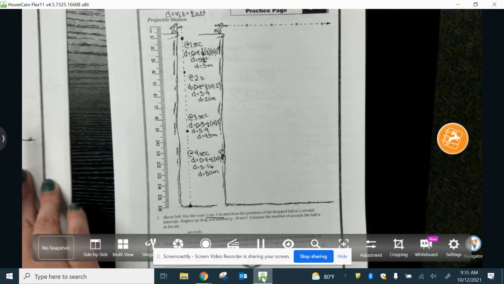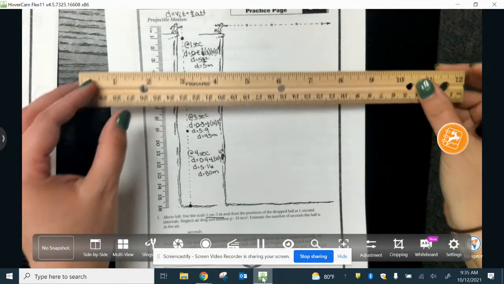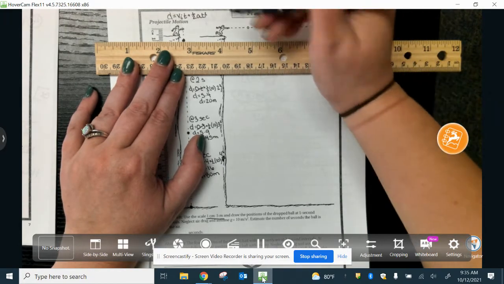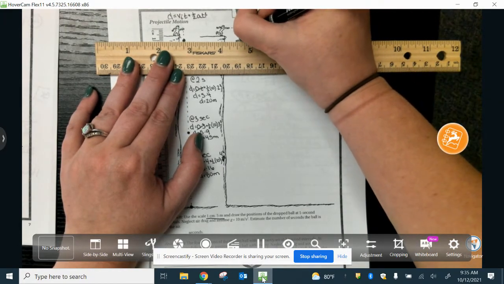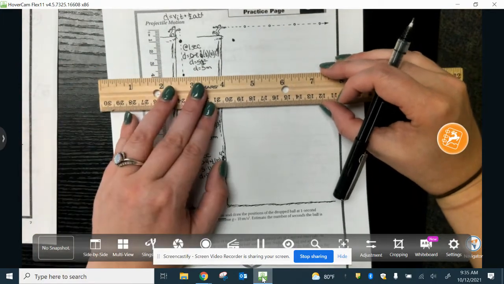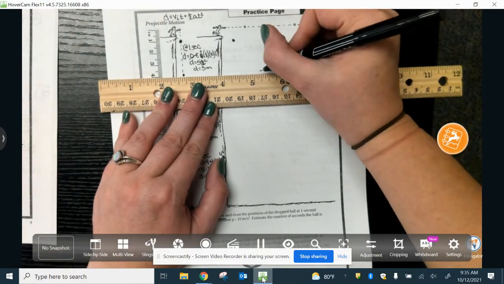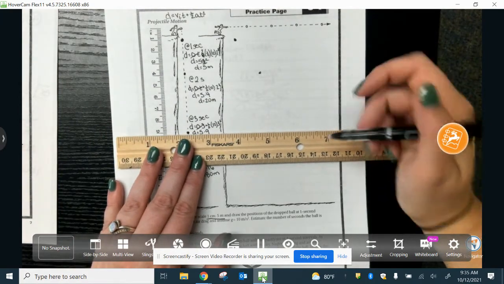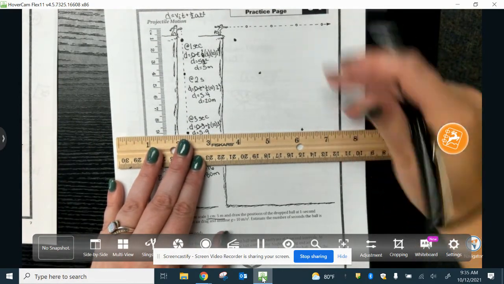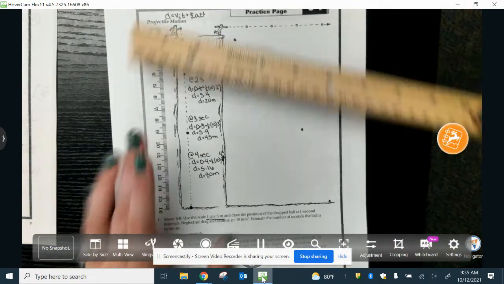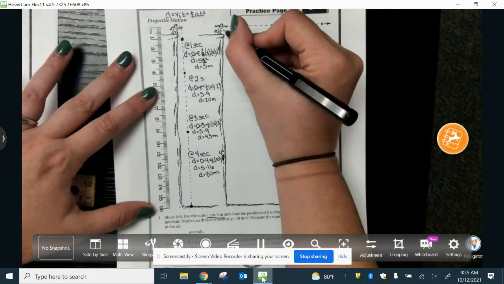So I'm using a ruler. I cannot draw a straight line. To be honest, my straight lines, even with rulers, are kind of eh. So we're going to start there. 1 second. 2 seconds. 3 seconds. 4 seconds.